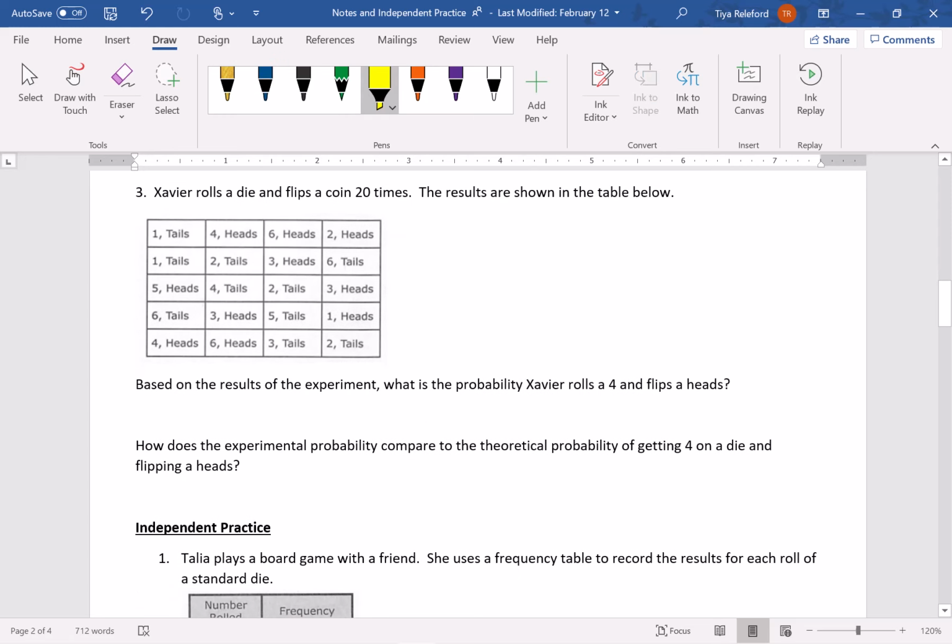All right. Xavier rolls a die and flips a coin 20 times. The results are shown in the table below. What is the probability Xavier rolls a 4 and flips heads? So we have 1, 2 out of 20. And you can simplify that. Now the theoretical probability means it hasn't happened yet. That's where we multiply. So the probability of getting a 4.